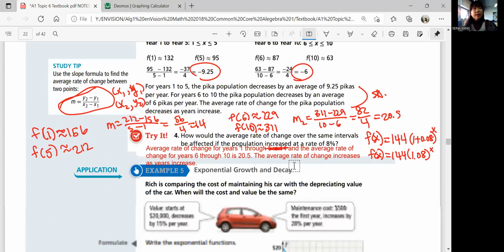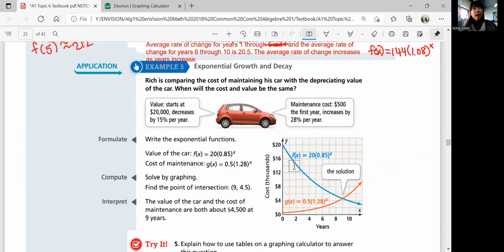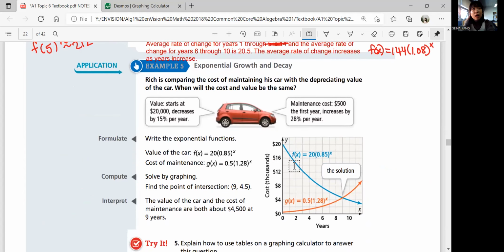All right, let's look at example 5, exponential growth and decay. Rich is comparing the cost of maintaining his car with the depreciating value of the car. When will the cost and the value be the same? So the value starts at $20,000 and decreases by 15% per year. That's the decay function, right? And the maintenance cost is 500 the first year, and then increases by 28% per year. So this is the growth function.